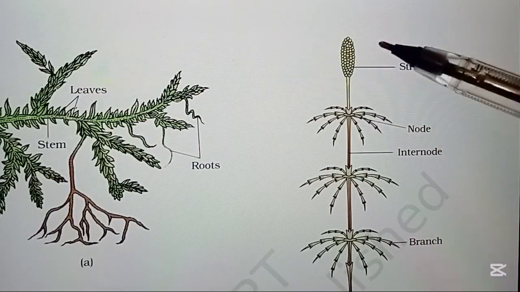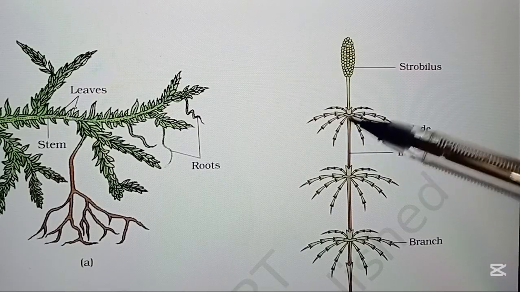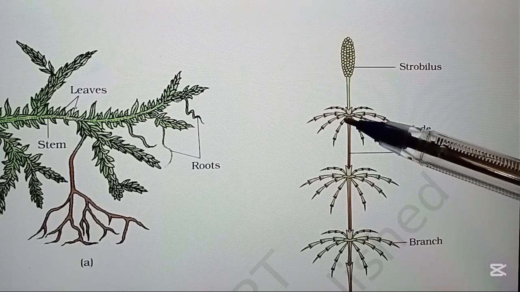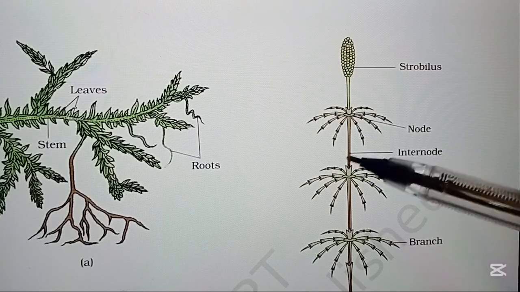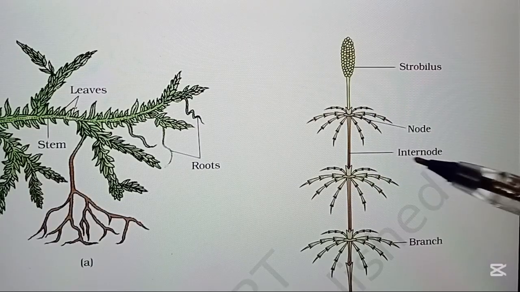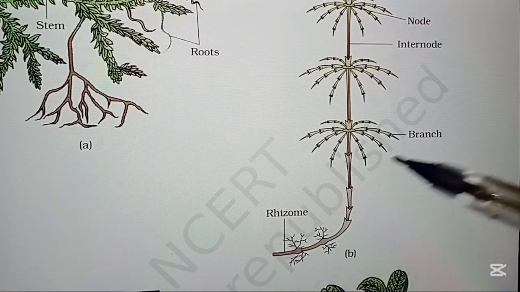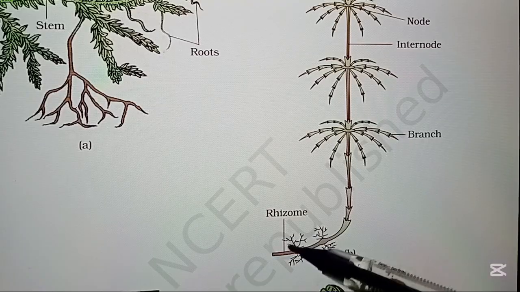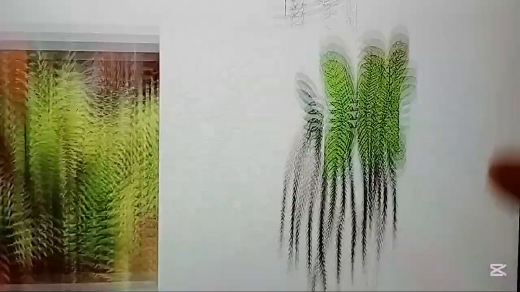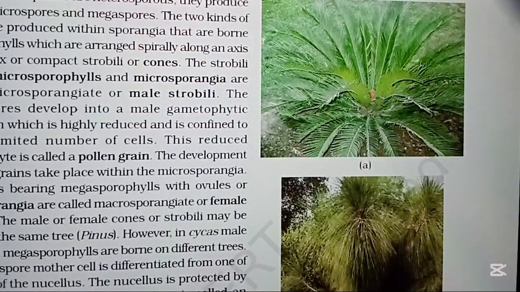In Equisetum you find a strobilus which further turns into the cones. Then a node. A node is a place where the stalk of a leaf comes and attaches to the stem. So that is called a node. And the length of the stem between one node and another node is what we call an internode. And these leaf-like structures are what we call branches. And here we have a rhizome. Rhizome, rhizoid, same function. And that is all about the diagrams of a pteridophyte.